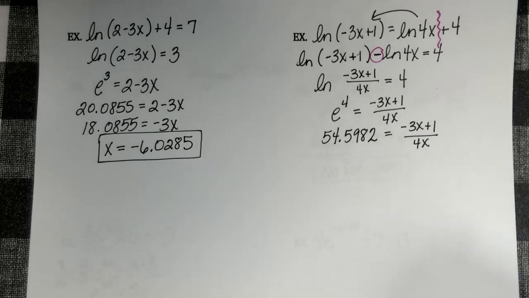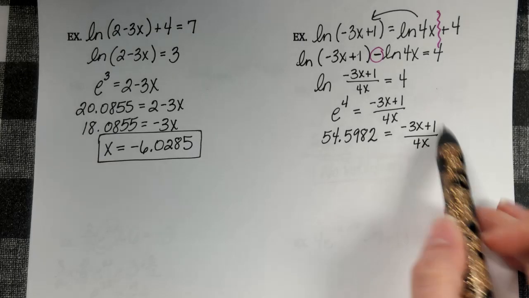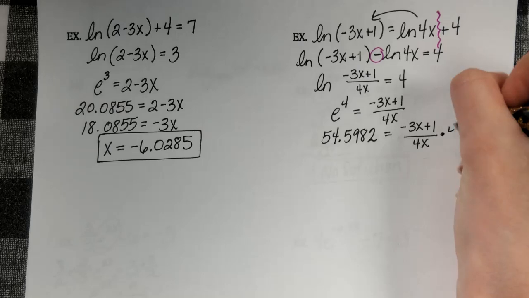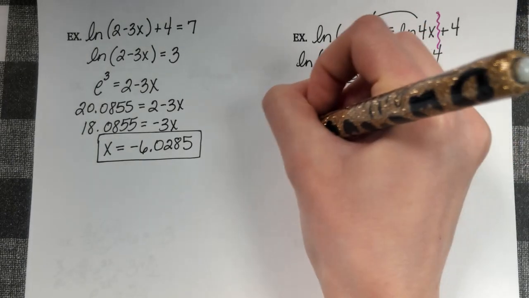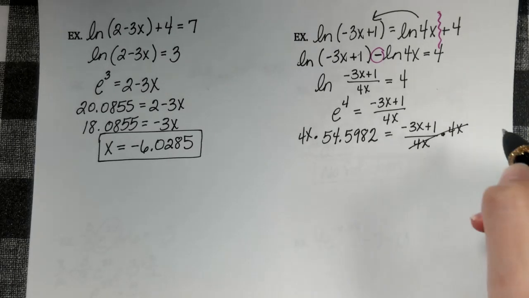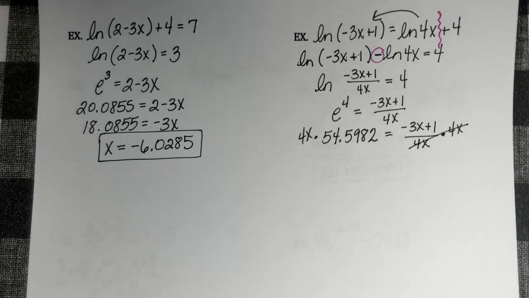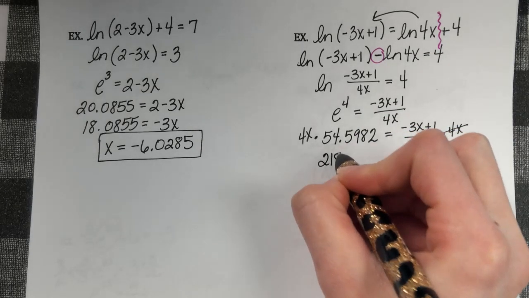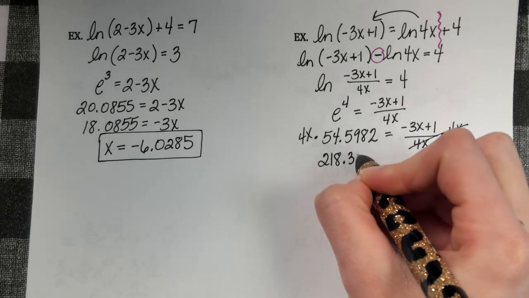And then I'm going to do what? If I have a fraction, I need to get rid of that fraction by multiplying by the denominator. And it's okay that it has an x with it as long as you carry the x as you do your work. Okay, so that gets rid of my denominator. I take 54.5982 and multiply it by 4. And that gives me 218.393.